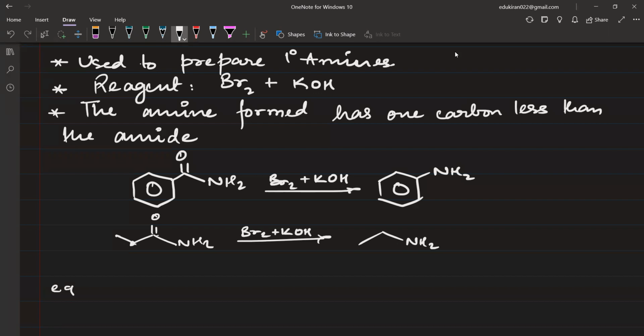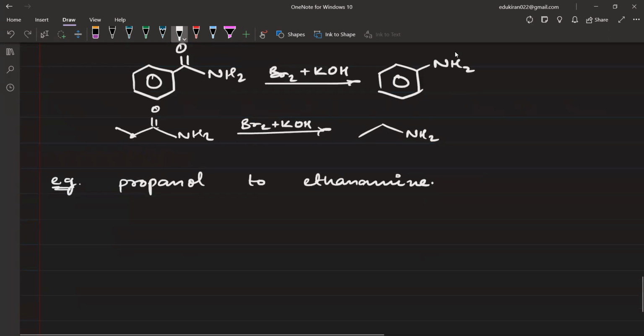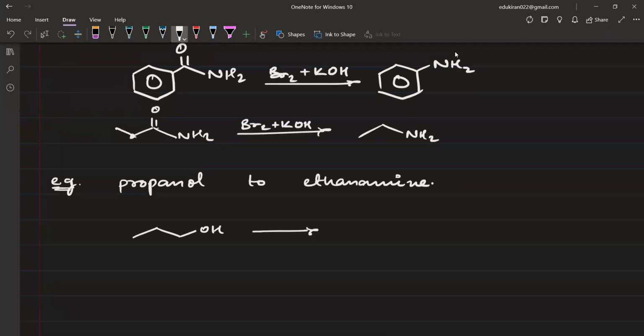For example, if you want to go from propanol, that means you have 3 carbon atoms and OH group, to ethane amine. Okay, so see what you are going to do. So propanol to ethane amine. So 3 carbon atoms and OH group to 2 carbon atoms and NH2 group. So one thing is very important: you need to remove 1 carbon atom. For this 1 carbon atom removal and adding amine, you have only one reaction, that is Hofmann bromamide degradation. So first of all, you need to convert this to carboxylic acid.